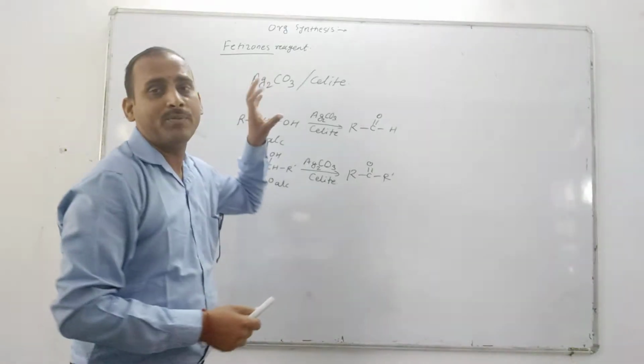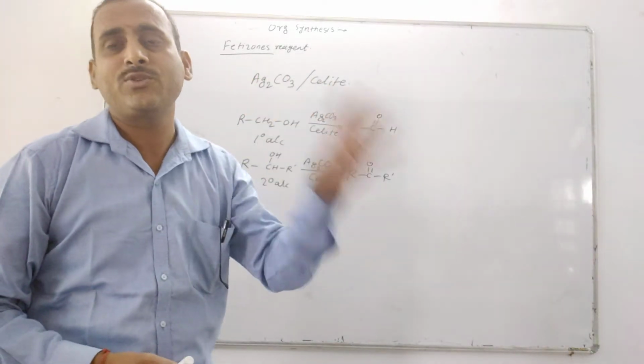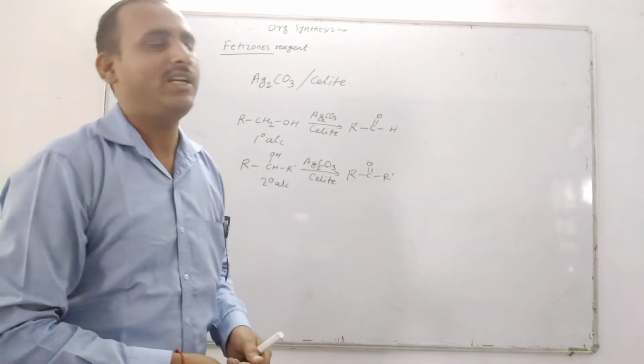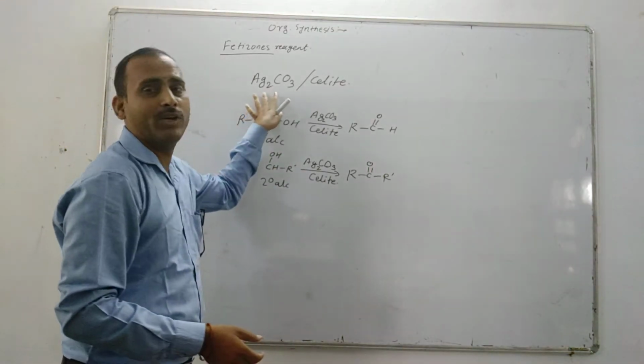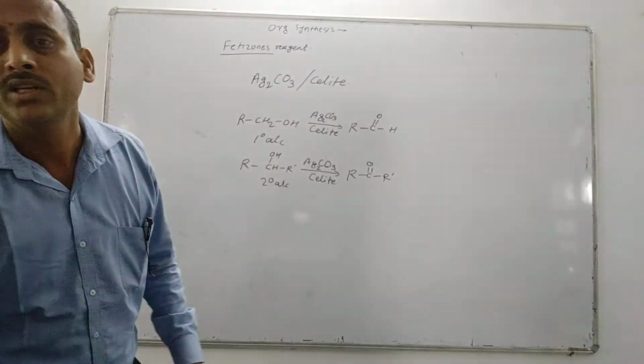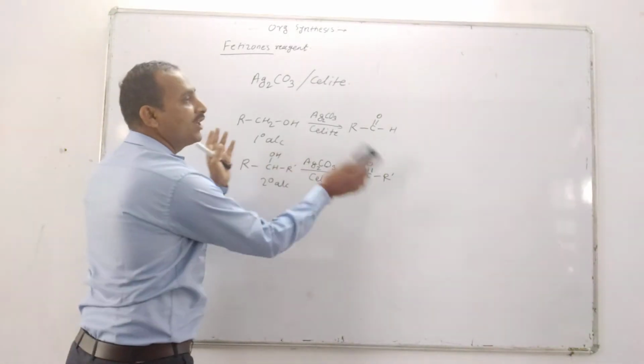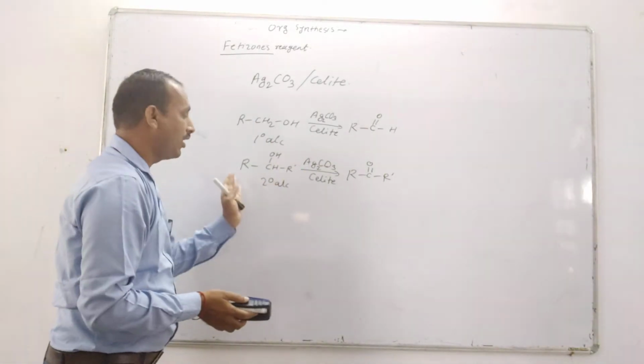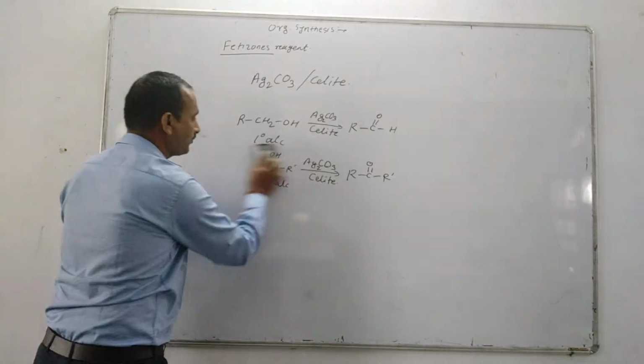This reagent is prepared from silver nitrate and sodium carbonate. Silver nitrate and sodium carbonate give the silver carbonate. Okay. Let's see the mechanism of the conversion of alcohol to aldehyde or secondary alcohol to ketone.